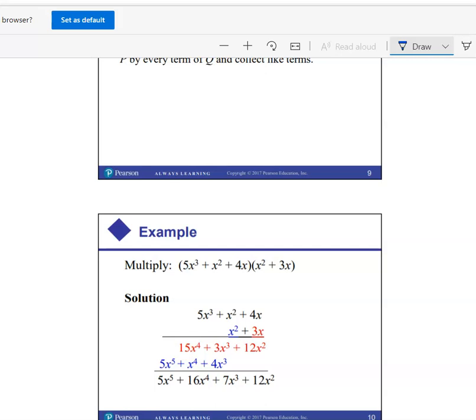Okay, so the first thing that they've done is they take this first term here, and they're multiplying this 3x times each one of these things. This is just another method that you could use. Okay, so it's a positive 3x, so they said 3 times 5 to get 15. This is x to the first times x to the third. And remember that you're going to add the 3 and the 1 to get x to the fourth.